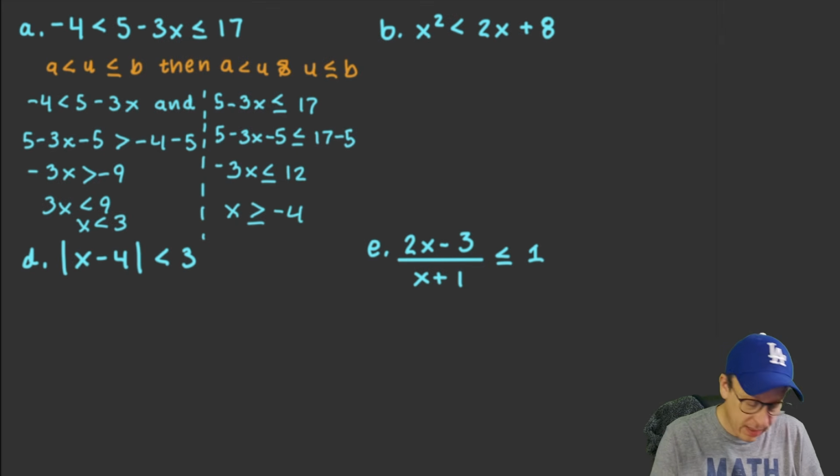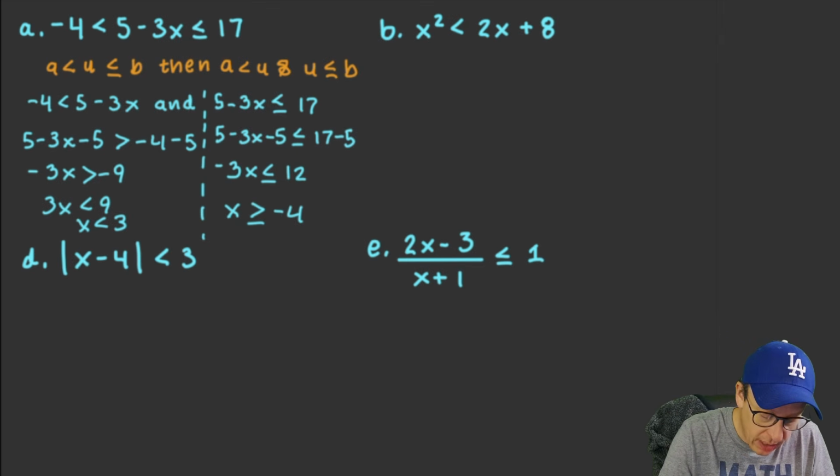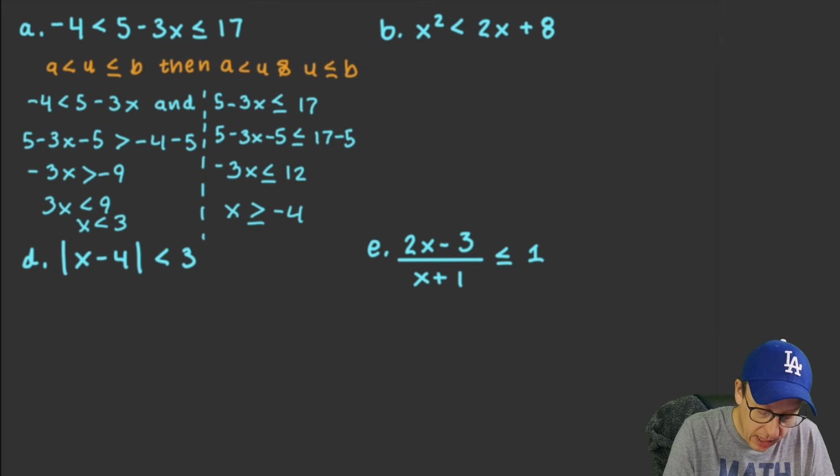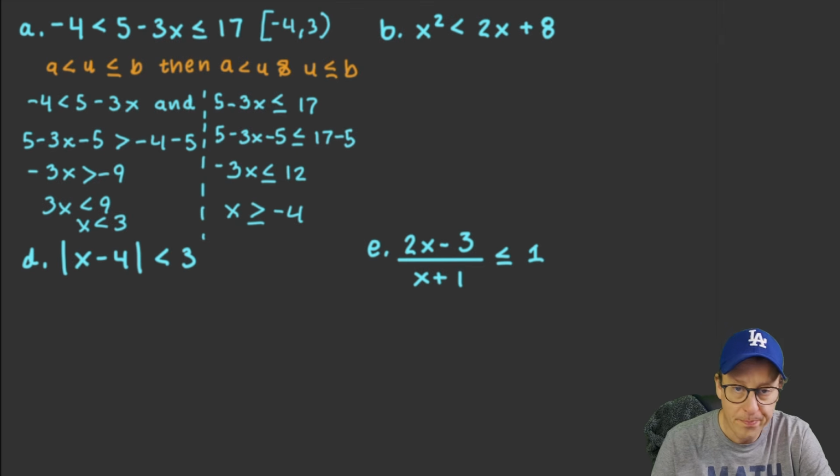All right, and if we want to put these into what is called interval notation, well, the interval notation for this would be square brackets, -4 and 3. Okay, there we are.